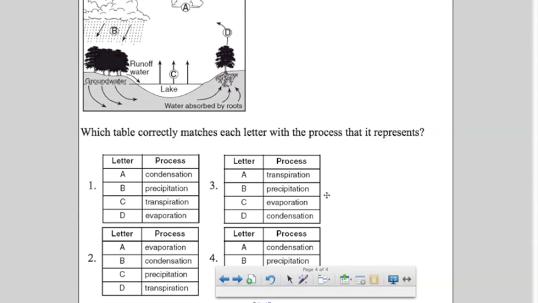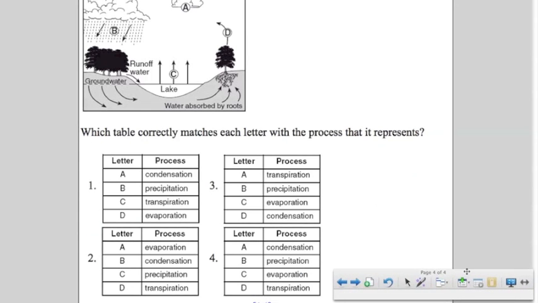Okay. Next question. This is pretty much a review of what we just went over. Which table correctly matches each letter with the process that it represents? A will be condensation, because that's the formation of a cloud. B is the process of water coming down from a cloud, which is also known as precipitation.